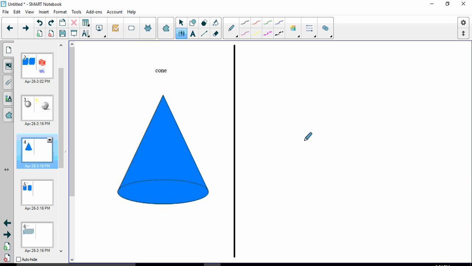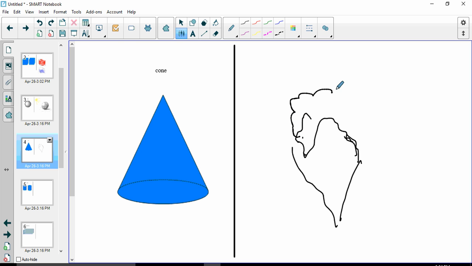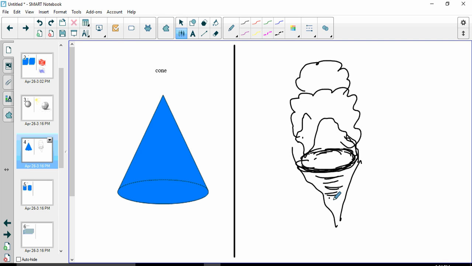Basically, a cone reminds me of an ice cream cone. It holds its volume on the inside. That's an oval shape right here that the ice cream is sitting on.